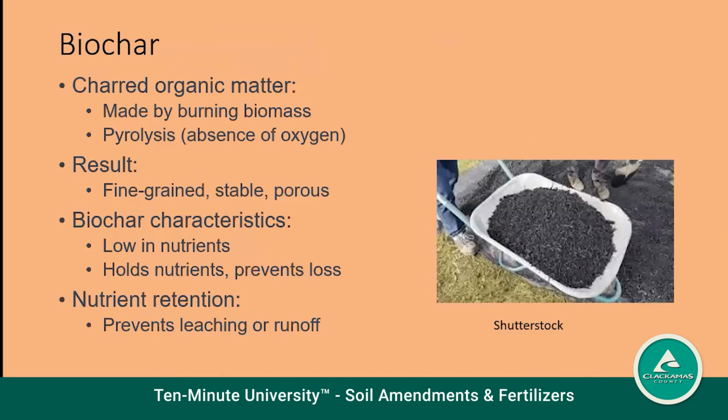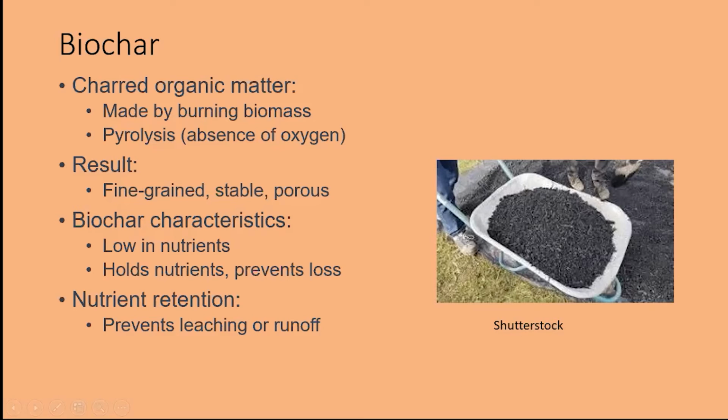You may start to see a fairly new product out for a soil amendment called biochar, and it is the burning of a lot of biomass from forestry and agricultural products. It's burned in an absence or low oxygen, and it results in a really fine grain, porous and stable product that can increase your pH, but we're not sure about the nutrients. A lot of it would depend on what product was burned, but it does hold nutrients and it prevents the loss of nutrients and also can prevent runoff and leaching, which is always a risk.